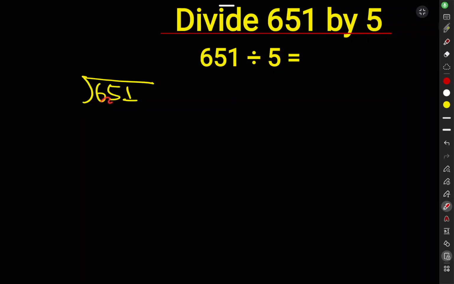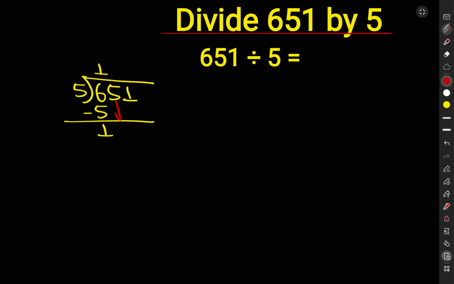Here we divide 651 by 5 in a long division method. 5 times 1 is 5. On subtracting we get 1.